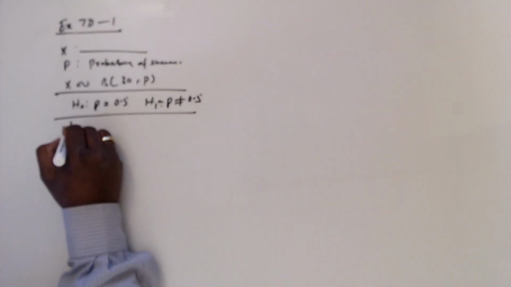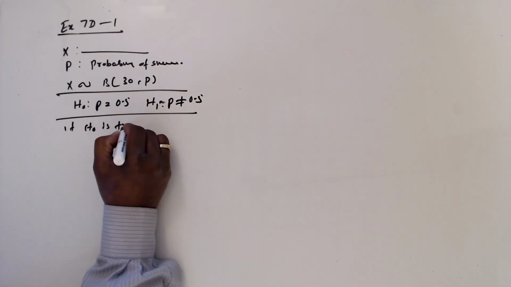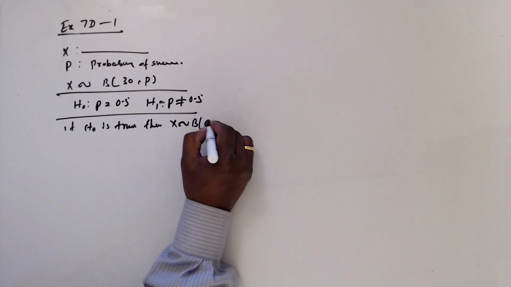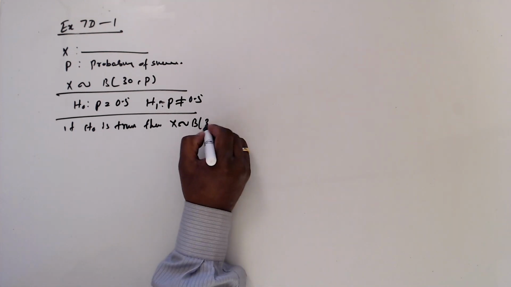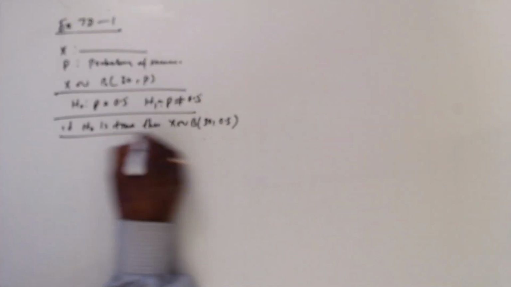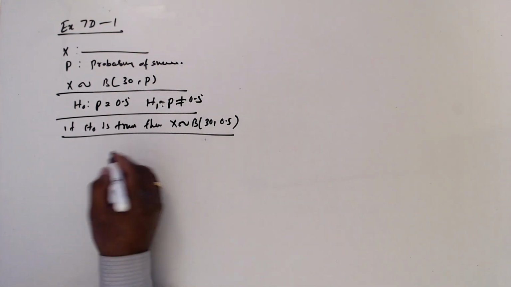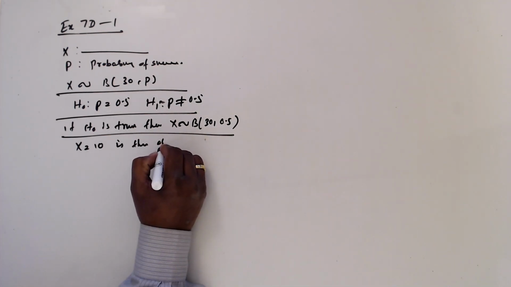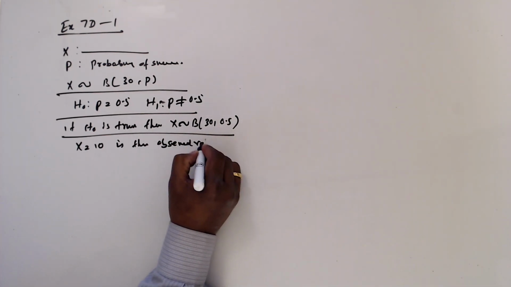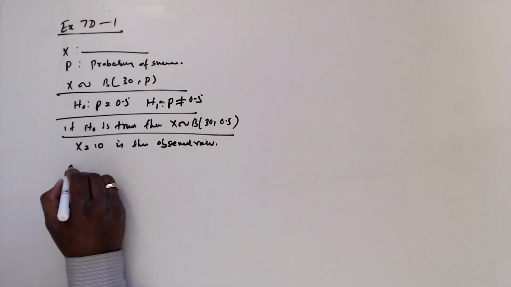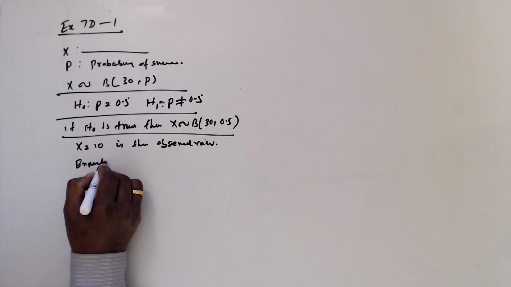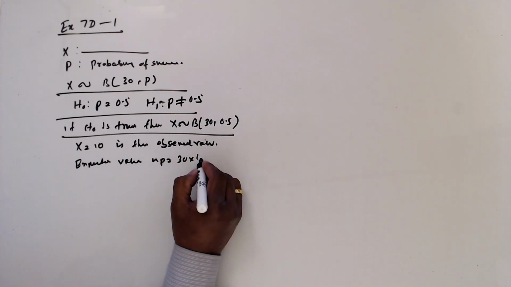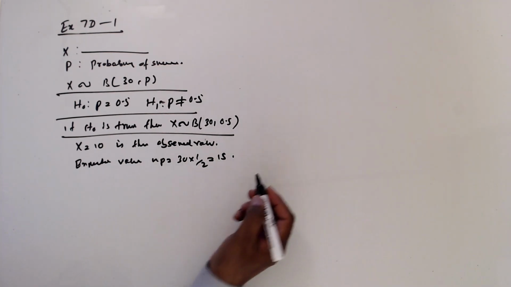To test if H naught is true, then it should follow binomial B(30, 0.5), and x is 10, the observed value. The expected value is n times p, 30 times half, which is going to be 15.